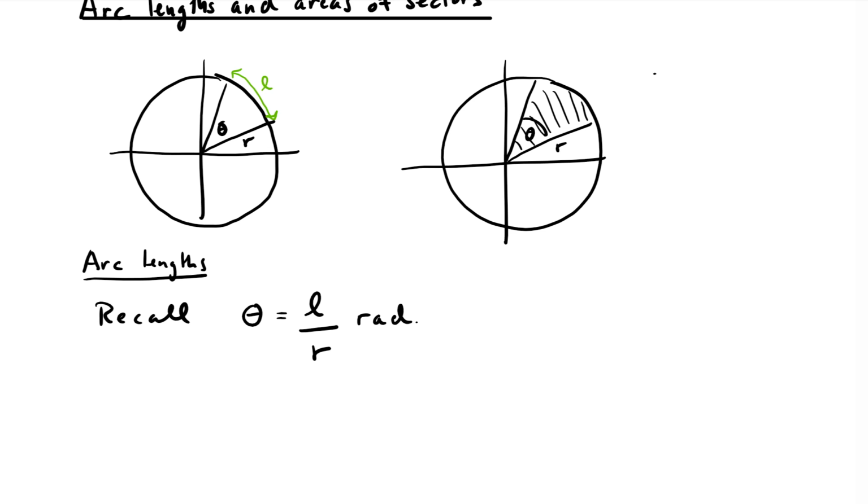So just remember, for example, if you do a full rotation, the length would be the circumference, and if we divide that by r, we get 2 pi. So 2 pi radians is a full rotation. So we can do this with any arc length. And that's going to tell us what L is in terms of theta and r. It's just theta r. So this is our first formula here. L is theta times r.